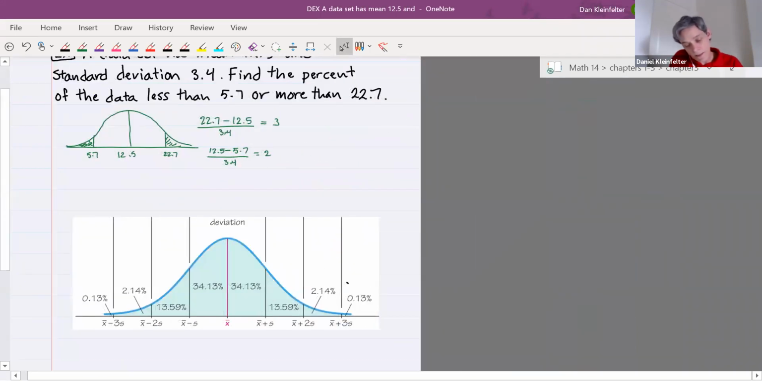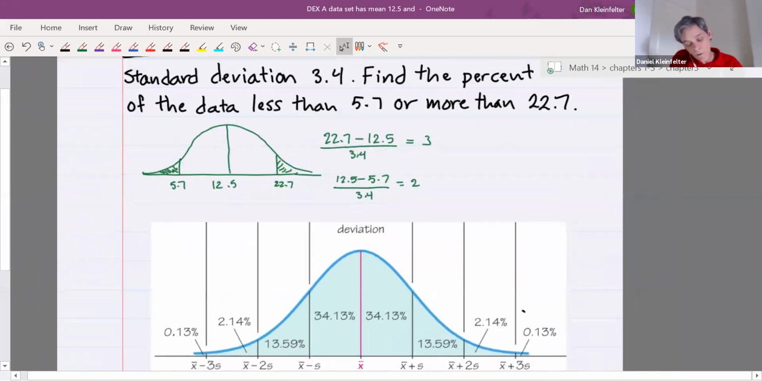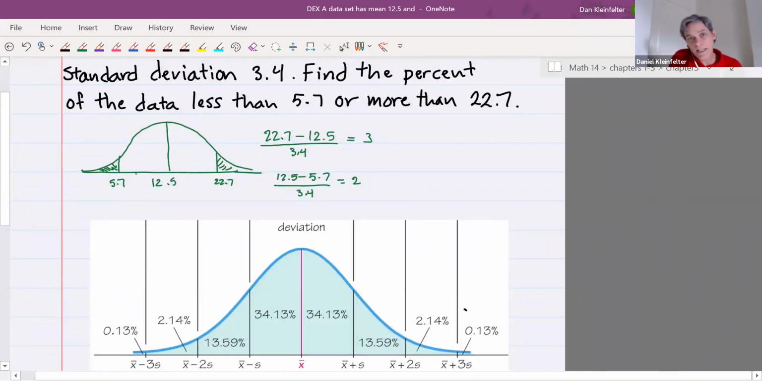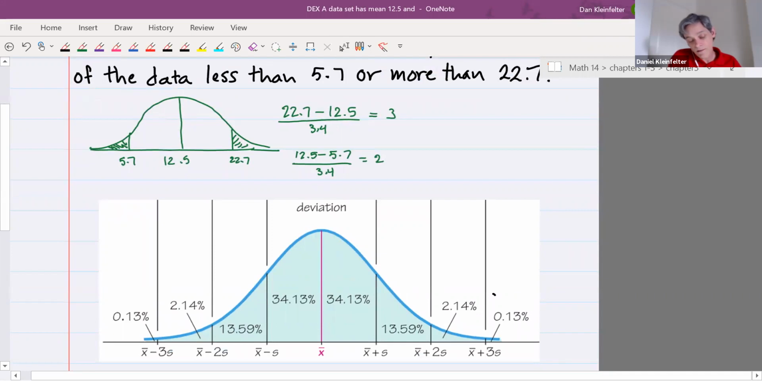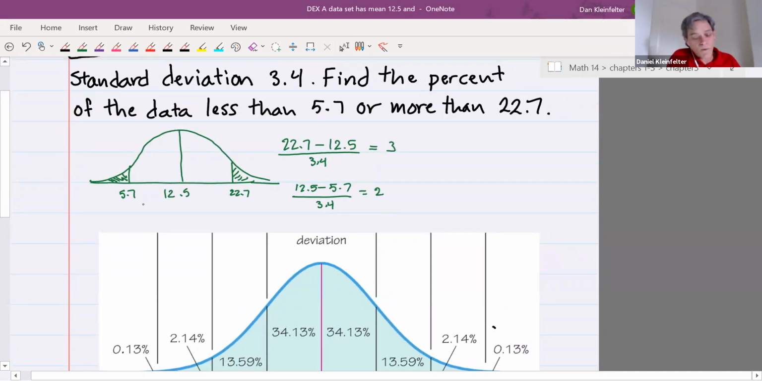Here's our picture of our bell curve. So we know that 100% of data is in the whole distribution, okay? We also know that the mean is at the center of the distribution. So that means that we would expect 50% to be below the mean and 50% to be above the mean. So then if the interval from 12.5 down to 5.7, that's 2 standard deviations, we would expect half of 95%, or 47.5% of the data to lie in this interval.